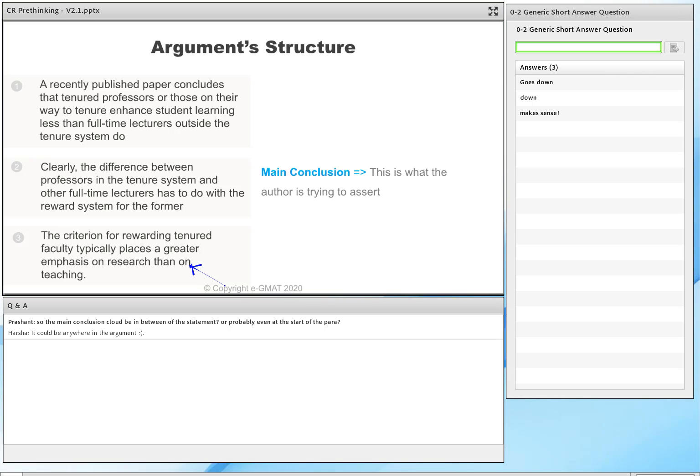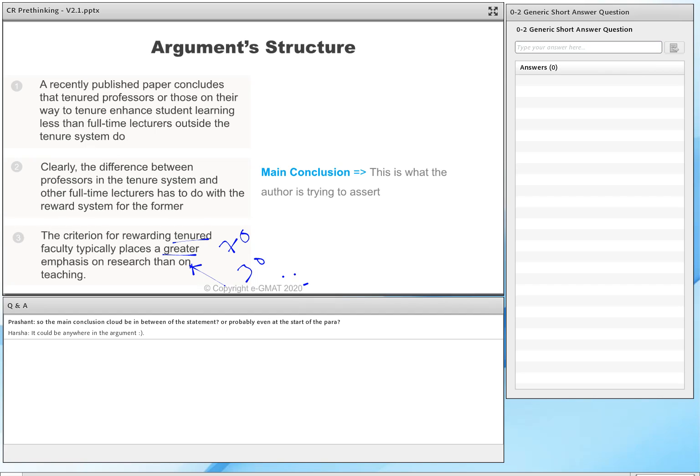Why? Because it says the criteria for rewarding tenured faculty typically places a greater emphasis on research than on teaching. This word "greater" over here is not to compare tenured faculty with full-time lecturers, it's to compare the emphasis on research and on teaching. So maybe there's a 70% emphasis on research and a 30% emphasis on teaching. That's what it's saying. Again, visualize as you read.